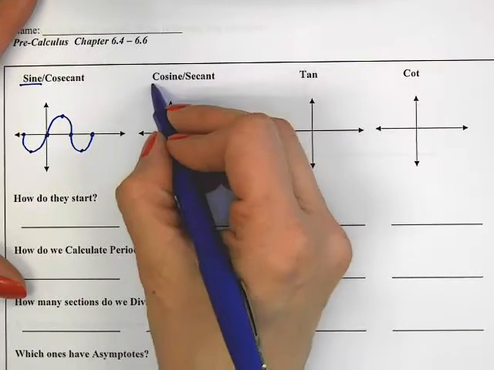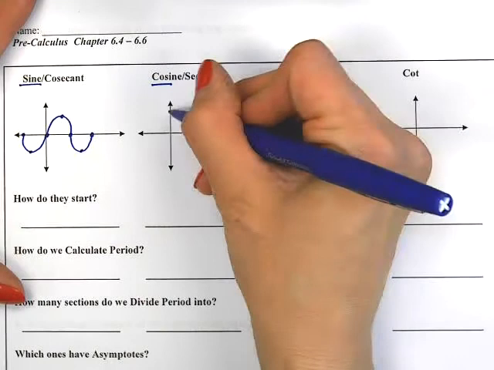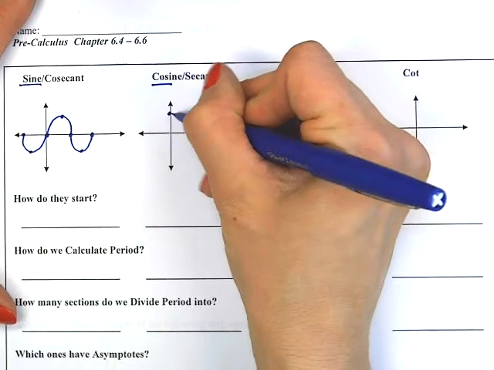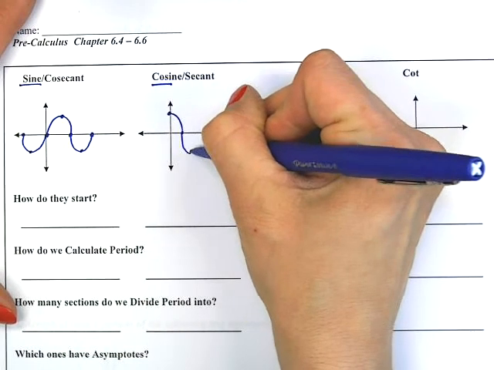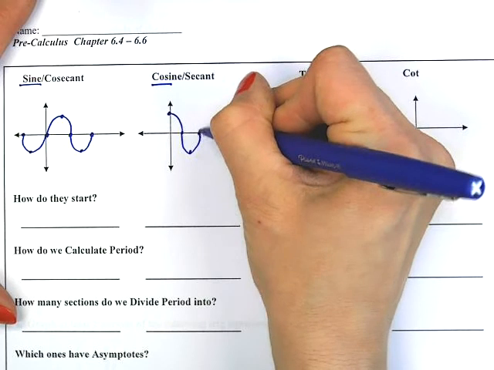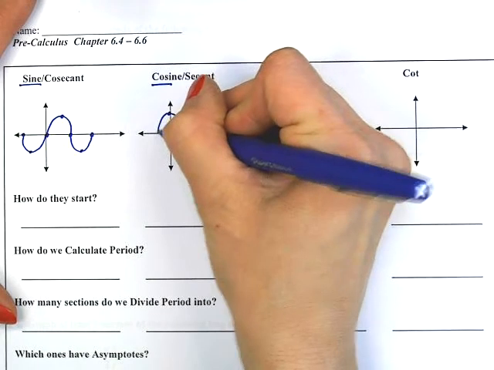Let's go take a look at cosine. Cosine always started at a maximum point, at a high, and went down, down, and then it came up, up. Okay, so it went like this.